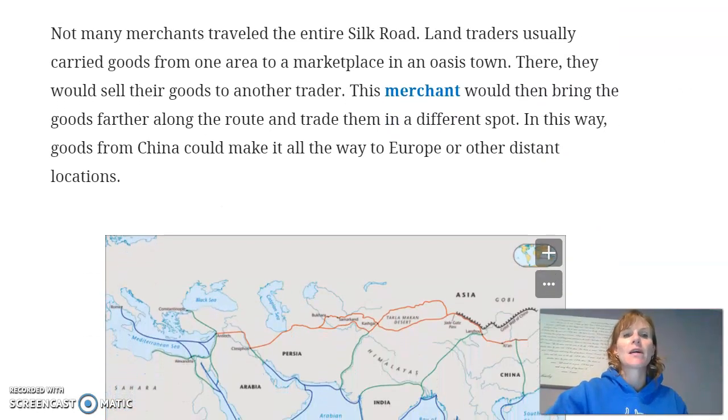Next paragraph. Not many merchants traveled the entire Silk Road. Land traders usually carried goods from one area to a marketplace in an oasis town. There, they would sell their goods to another trader. This merchant would then bring the goods farther along the route and trade them in a different spot. In this way, goods from China could make it all the way to Europe or another distant location.